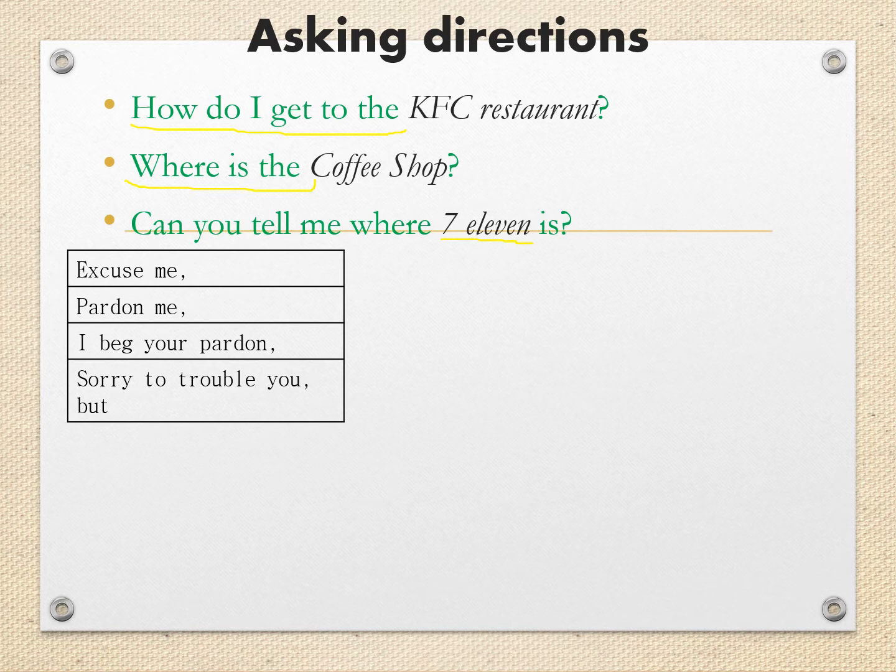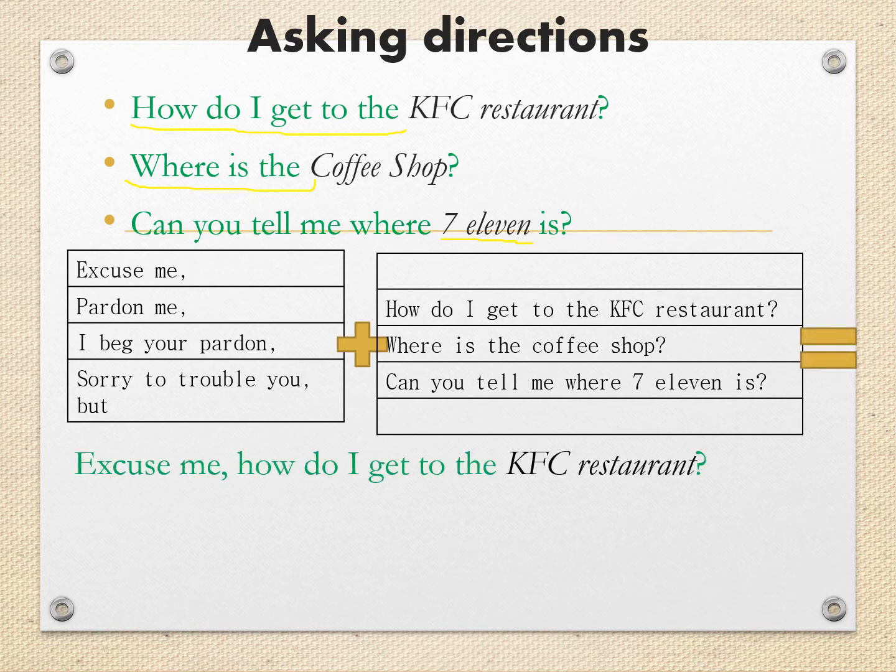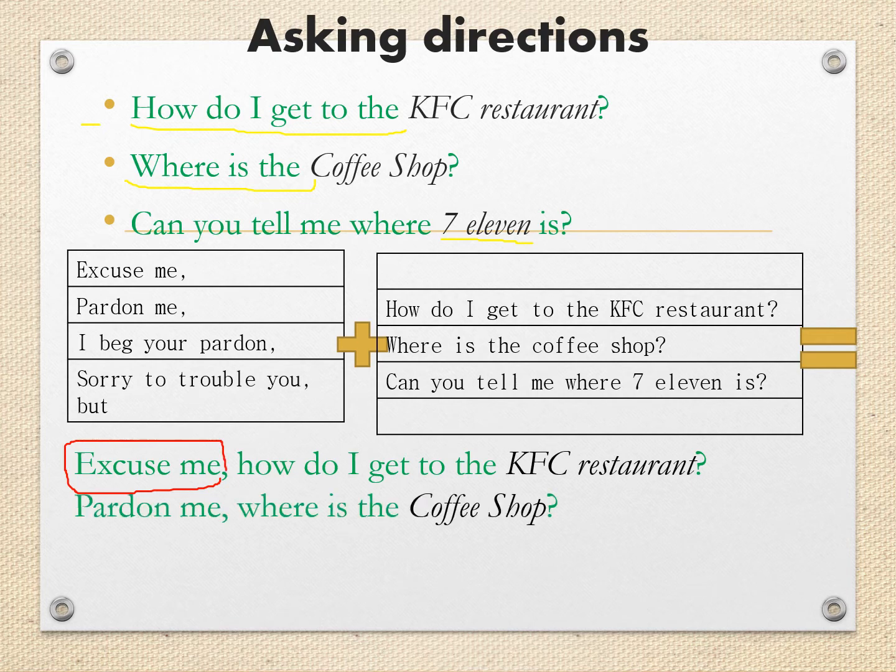So we can use excuse me, pardon me, I beg your pardon, sorry to trouble you, and then we can add the expressions that we have already talked about. So then it becomes more polite. Excuse me, how do I get to the KFC restaurant? You can see the difference between the first example and this example where we added an expression of politeness. Excuse me.